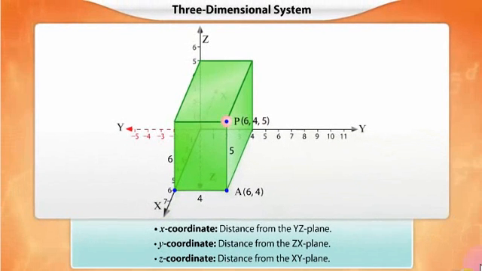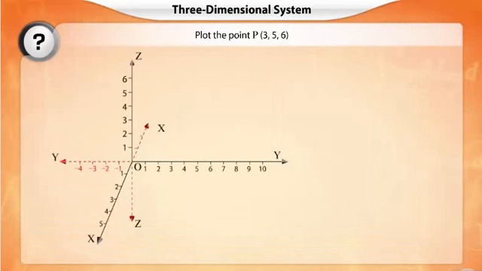Now, consider that we need to plot a point with coordinates as shown. For this, we move 3 units along the positive x-axis, 5 units along the positive y-axis, and finally 6 units along the positive z-axis.